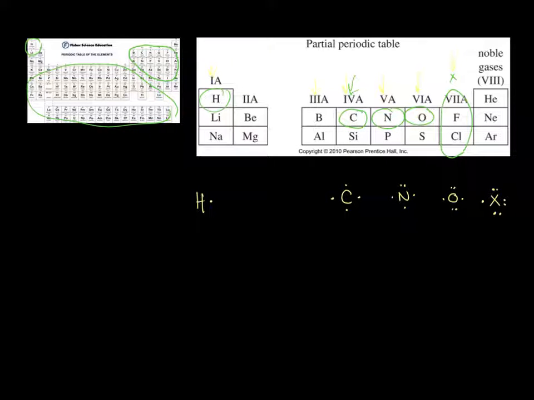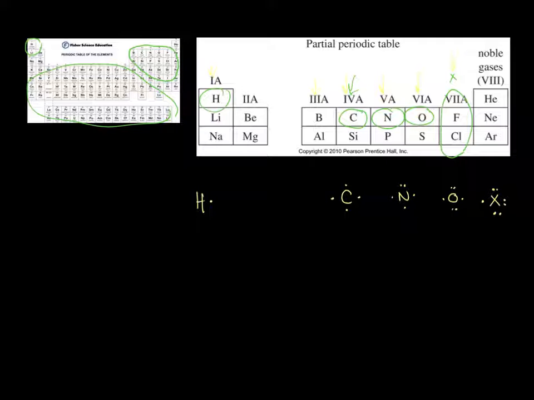So, when we start to build Lewis structures, what's first important is to understand how many valence electrons each of these have, which tells us how many bonds they're going to need to make. Each of these 4 elements on the right, carbon, nitrogen, oxygen, and the halogens in general, always need to fulfill the octet rule if they can.